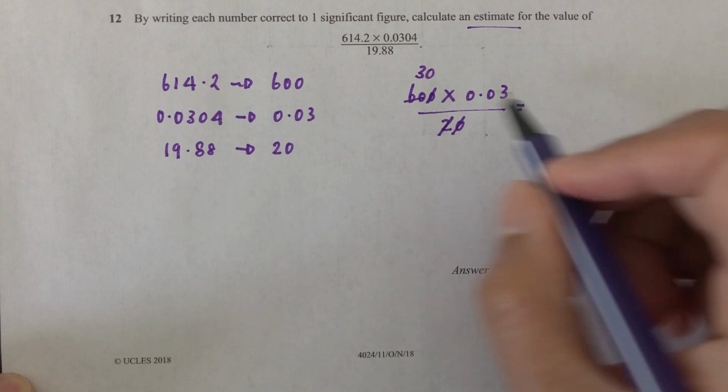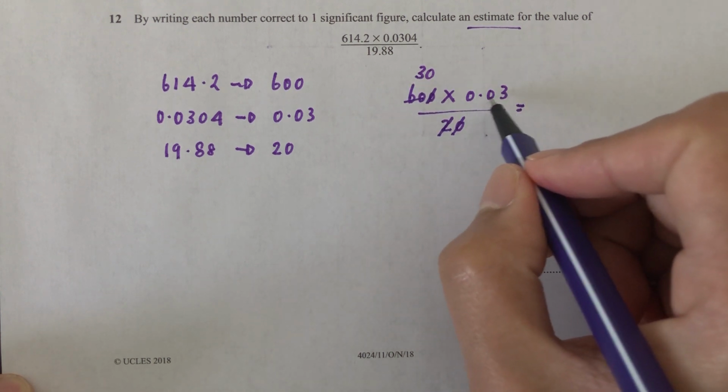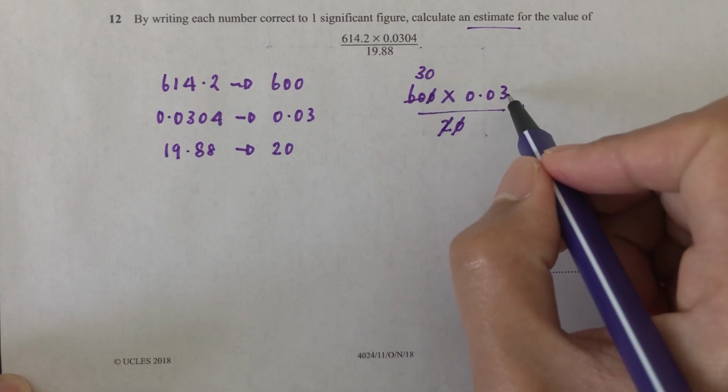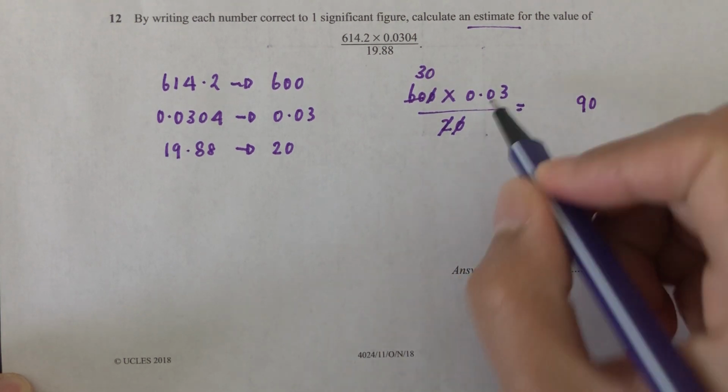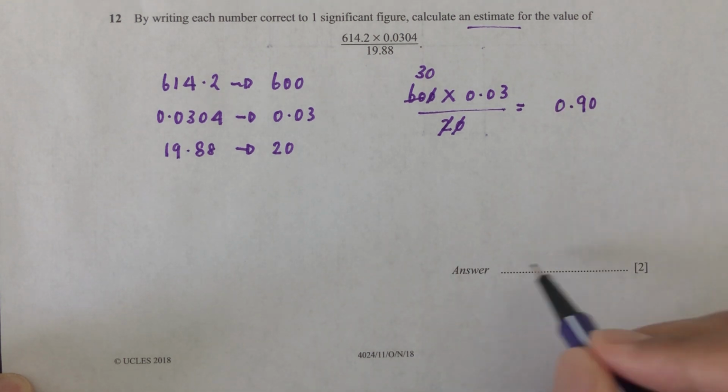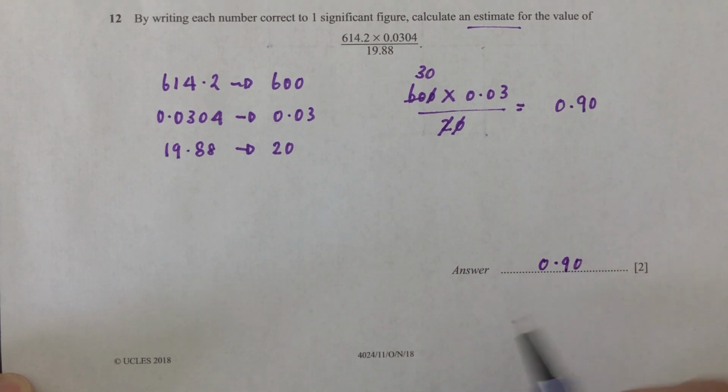So we have 30 multiplied by 0.03. So we first do this one. 30 multiplied by 3 is 90, and we have two decimal places. We have 1, 2. So that is your answer. 0.90 is the estimation for this fraction.